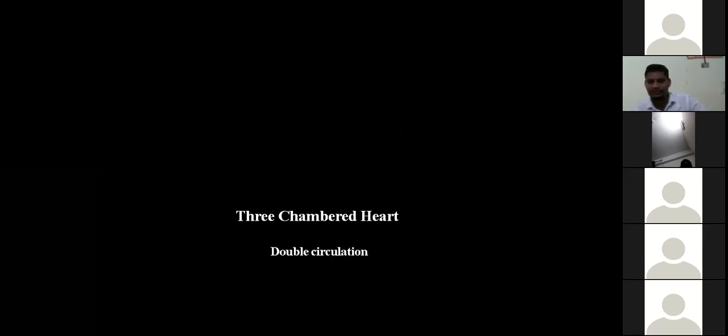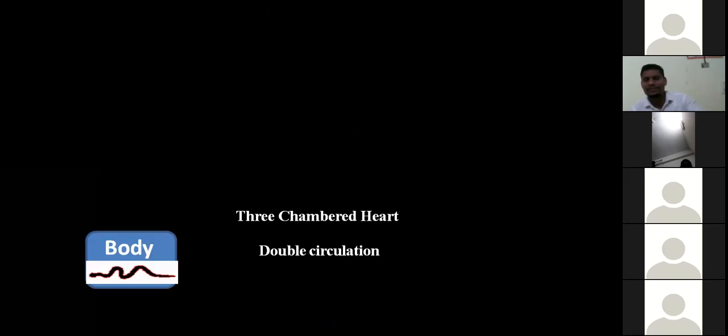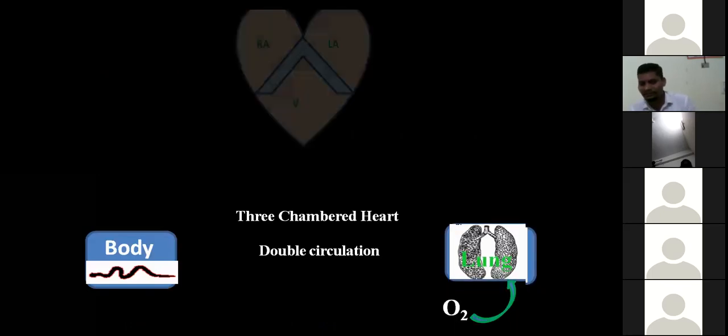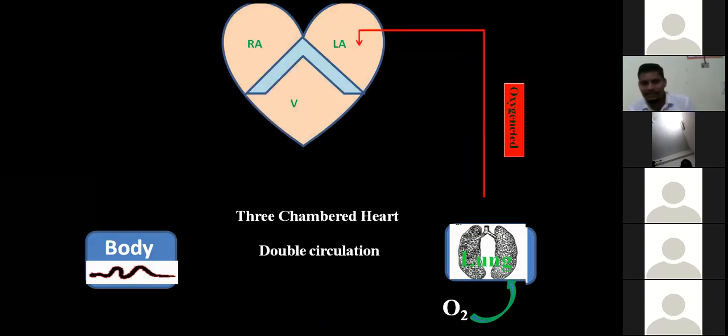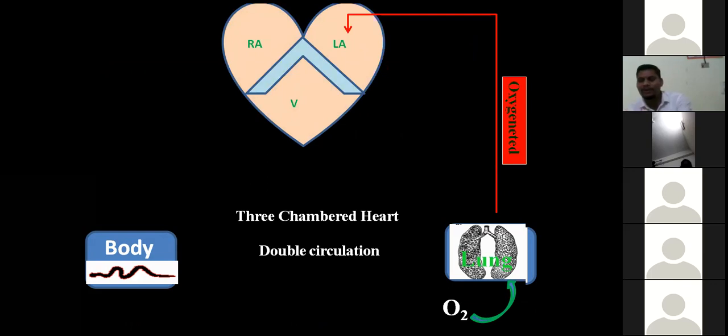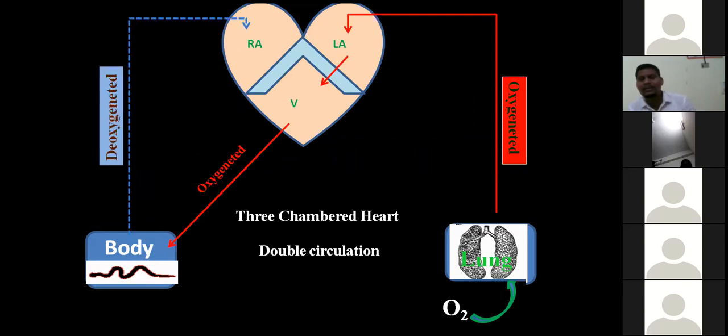So let us see the blood circulation in reptiles. Consider the three-chambered heart. It is called double circulation. Suppose this is the body of the reptile, this is the lungs, and this is the heart. You can see the right atrium, left atrium and one ventricle. Now oxygenated blood goes from the lungs to the left atrium. From the left atrium it will go to the ventricle. From the ventricle, oxygenated blood will go to the body. Now after metabolism, the deoxygenated blood will return to the heart into the right atrium.